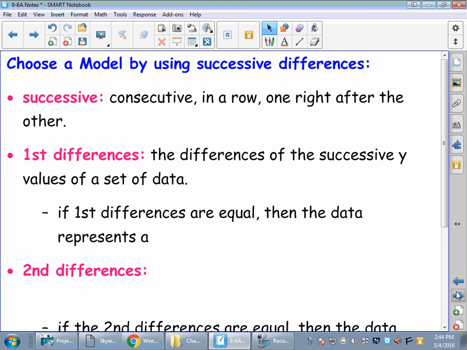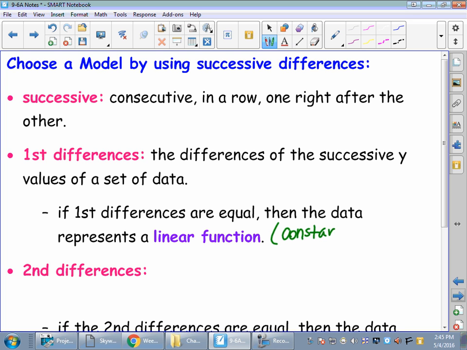And what this says is, if the first differences are equal, so if you do that subtraction through the entire table and they're all equal, then the data represents a linear function, because that would represent a constant rate of change. And a constant rate of change is the definition of slope. So if the change in your y values is constant, the same, that means that you have a slope.